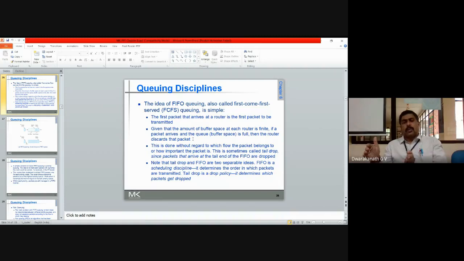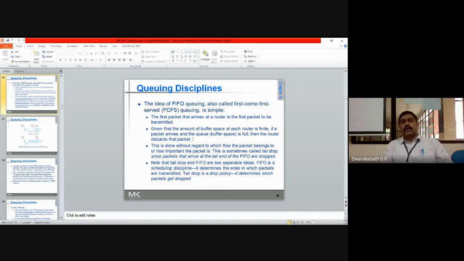Still, the first packet is not processed, just assume, and a 51st packet comes. There is no space to keep it in the queue. So what happens? Automatically, the router will discard that packet. Once the bucket is full, it will automatically discard. That also we have studied.